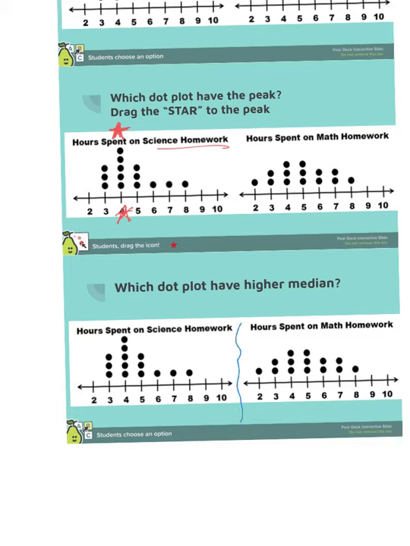Okay, so let's go over science homework. I'm going to cross off the highest value and the smallest value until I see the middle dot. So we clearly see the median for science homework is at 4 hours. Okay, let's find out in math. Highest value, lowest value. Highest value, lowest value. Okay, so this one is at 5 hours. So which one has the higher median? Math homework.